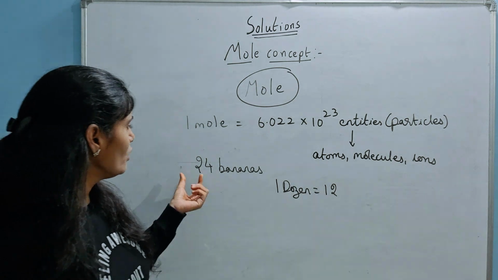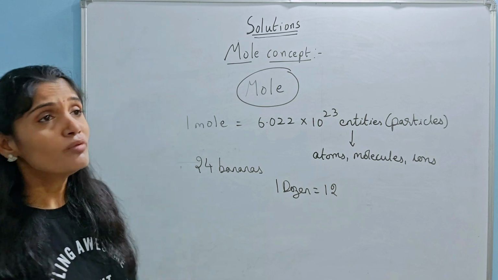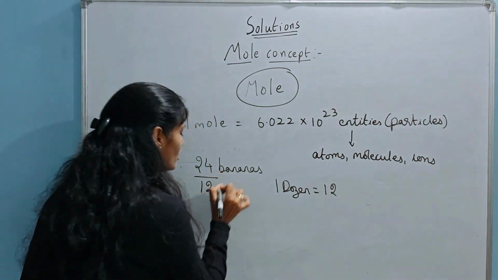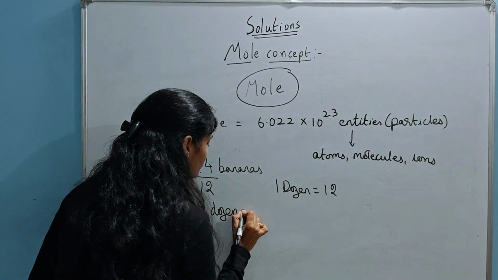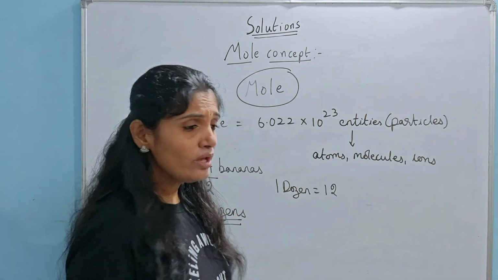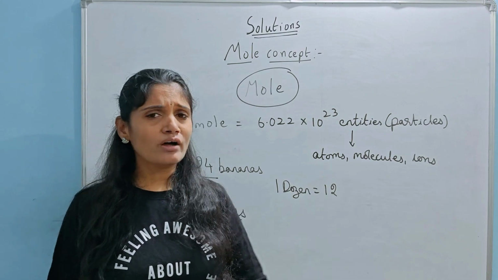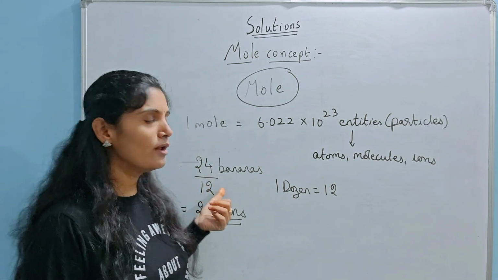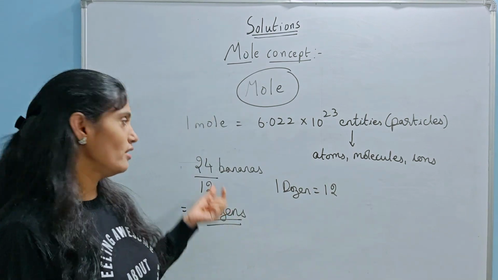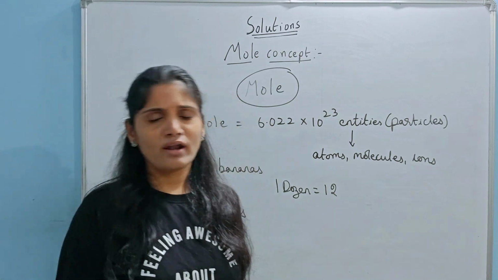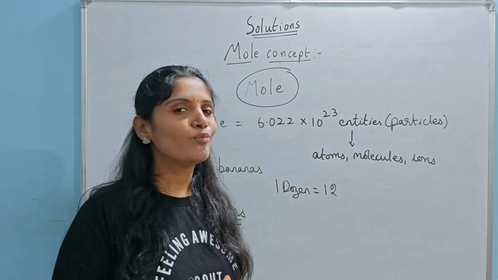To find out how many dozens 24 bananas is, I will divide 24 by my reference number, which is 12. So 24 bananas refers to 2 dozens. Whatever number I had, I divided it by the reference number, and then I got the number of dozens of bananas. Let us slowly take this concept to the number of moles.